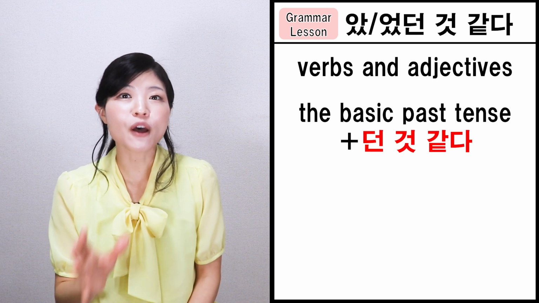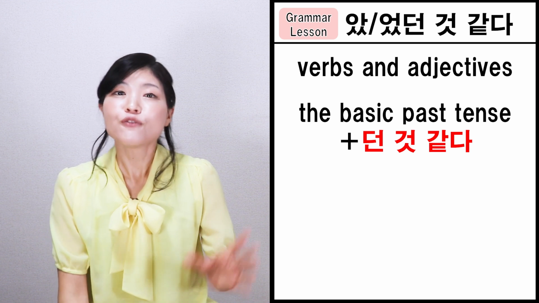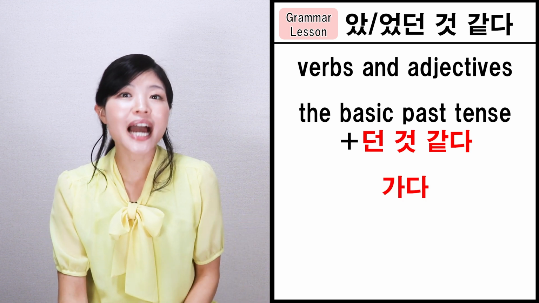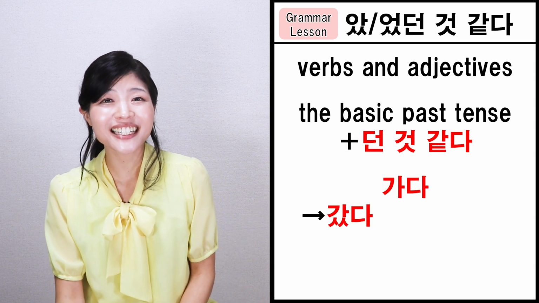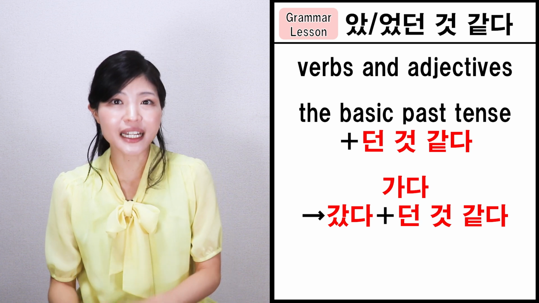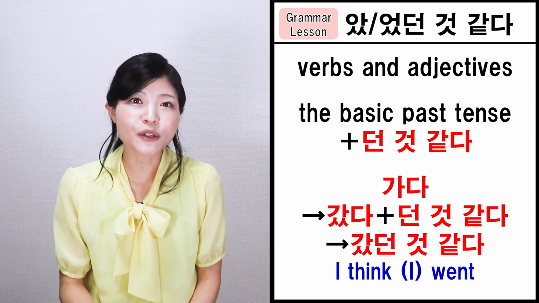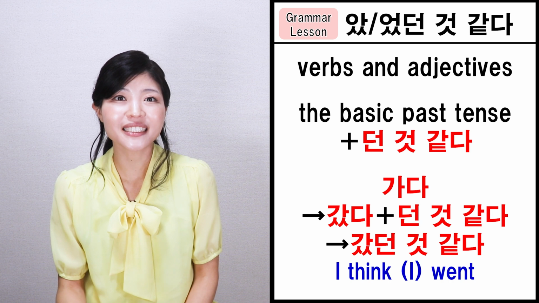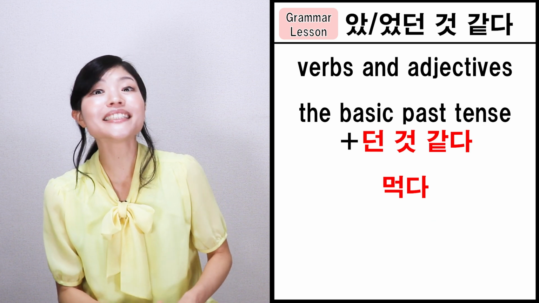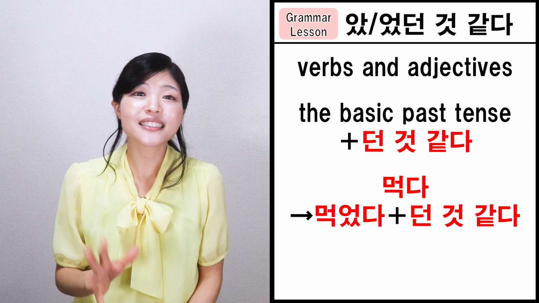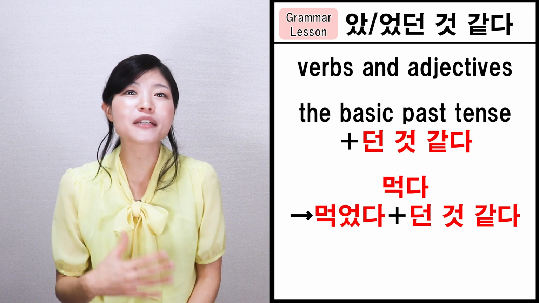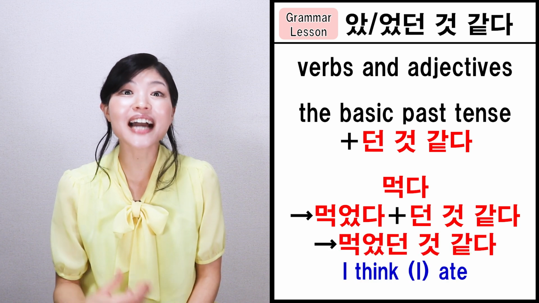Then you attach 던 것 같다 to the stem. For example, the past tense of 가다 is 갔다, right? So you attach 던 것 같다 to it to make 갔던 것 같다, I think I went. The past tense of 먹다 is 먹었다. You attach 던 것 같다 to it to make 먹었던 것 같다, I think I ate.